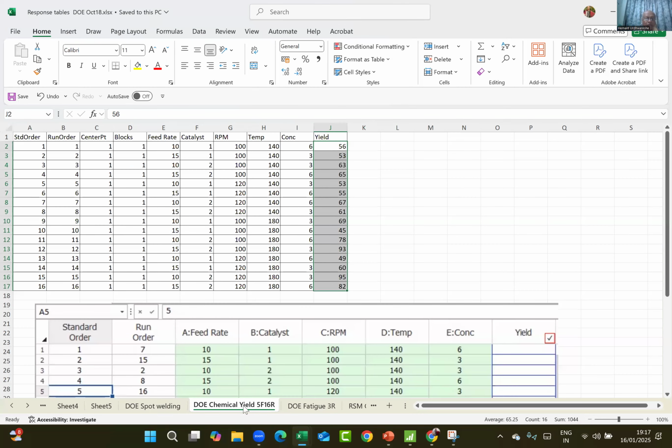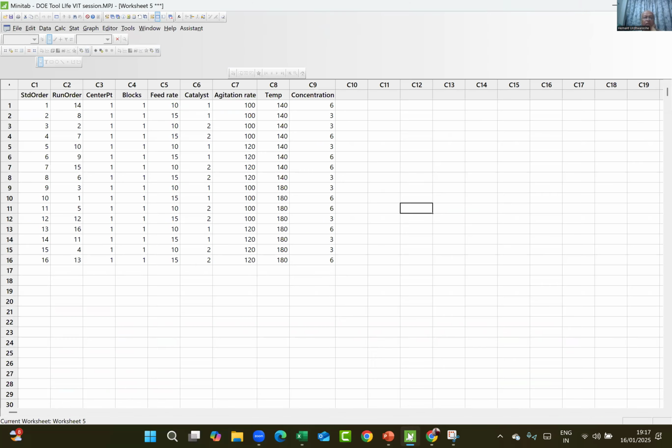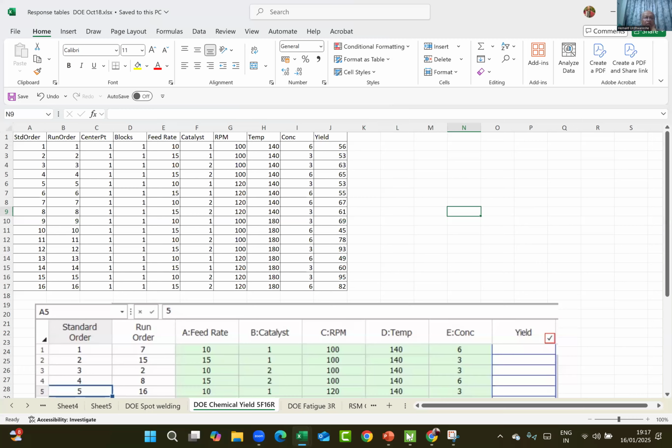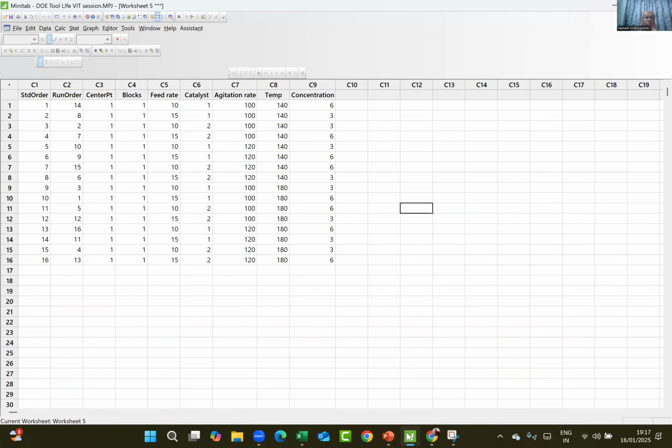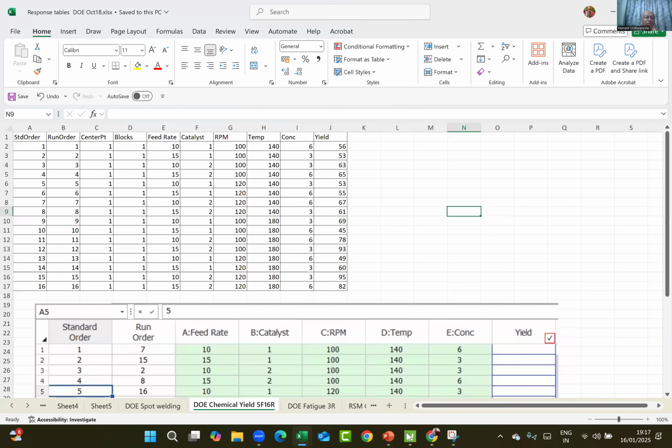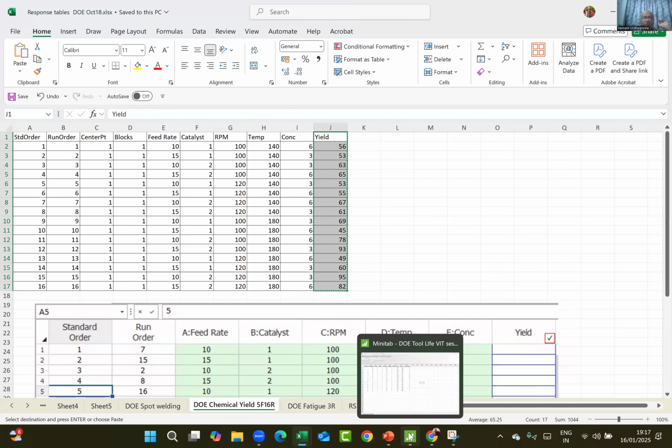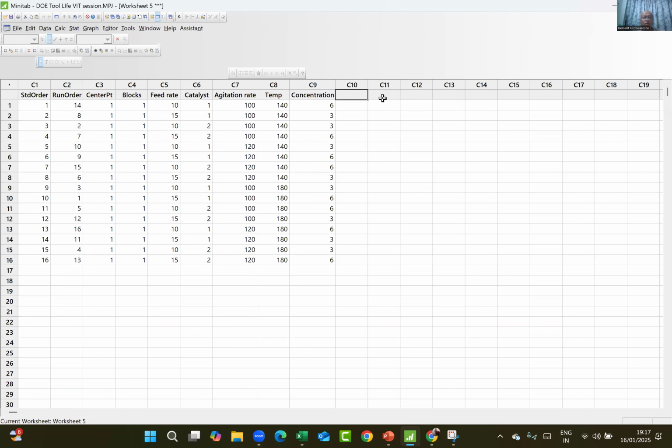Chemical DOE, chemical yield, 5 factor 16 runs, correct. So 140, 140, 140, 180. So is it 140, 180? Yes. Then 100, 100, 120, 100, 120. Yes. 1122, 1122. Then 10, 15, 10, 15. Yeah, I think that's correct. So I can copy this yield column now from the response tables and just paste it in Minitab. So this is the actual yield when the experiment was actually conducted.